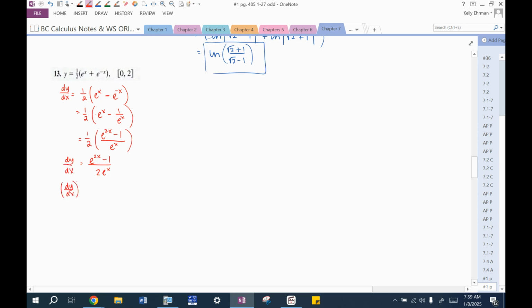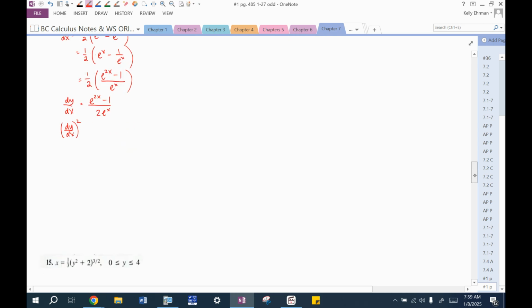I should have said this earlier, but make sure you're not writing down false equivalencies. It would be wrong to write just equals and then square this because then you're saying that that's still equal to dy/dx. So when you're doing a new thing, you should write what the new thing is. So (dy/dx) squared equals. So I need to square this out. Remember, we do that when we have something that we're probably going to factor. So this becomes e to the 4x minus 2 e to the 2x plus 1. And then when you square the denominator, you get 4 e to the 2x. And then into the arc length formula.